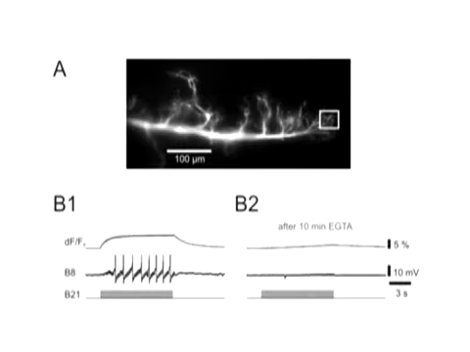Here we show results of an experiment in which we imaged changes in calcium fluorescence in the identified neuron B21. The region we imaged is indicated in A. In B1, we induced a burst of spikes in B21, which induced postsynaptic potentials in B8 and a change in the calcium signal. B2 shows the effect of the injection of the calcium chelator EGTA. Spikes in B21 no longer induce widespread increases in calcium fluorescence, and the postsynaptic potential amplitude is decreased.